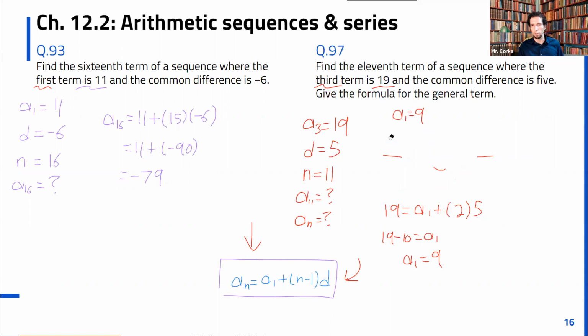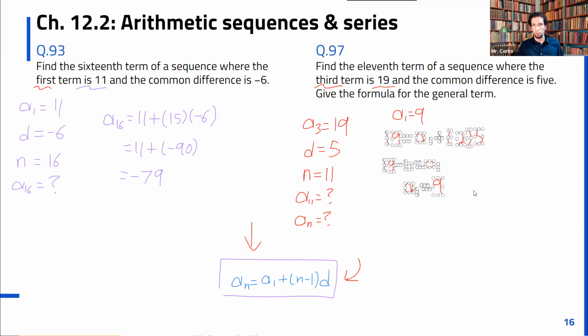I'll erase this. And so A1 is equal to 9. And now that we have A1, we can just use this formula again to get A11.